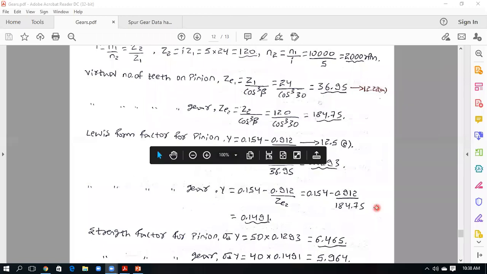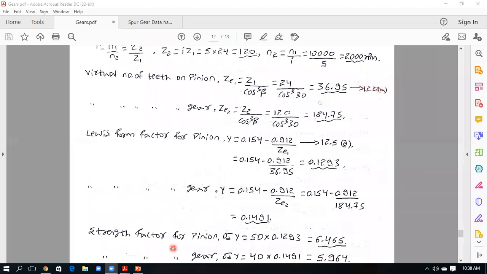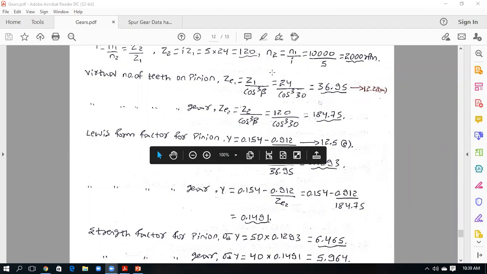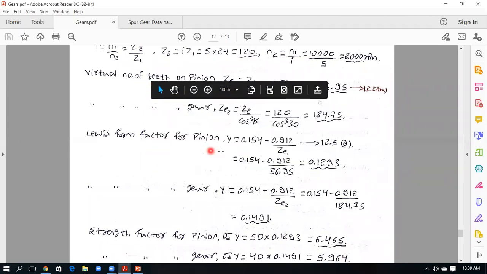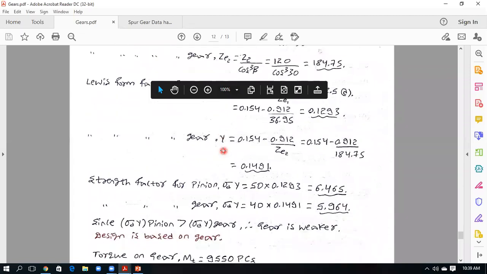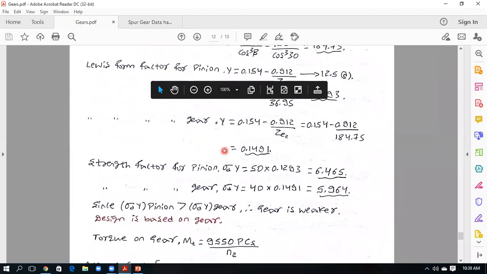Strength factor is greater for pinion. Yes, from this you can see that. But whatever the designing is, does it depend upon the higher value or the weaker? Whether the designing should be done for the weaker member or for the stronger member. Stronger member. You have not attended the previous classes? Attended. Then always the designing should be done for the weaker member.